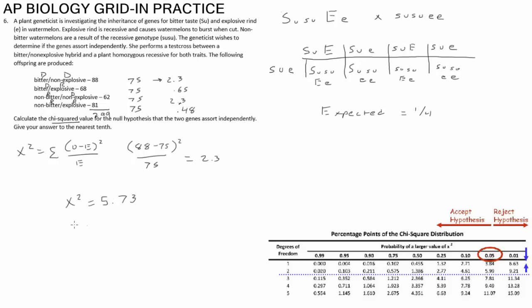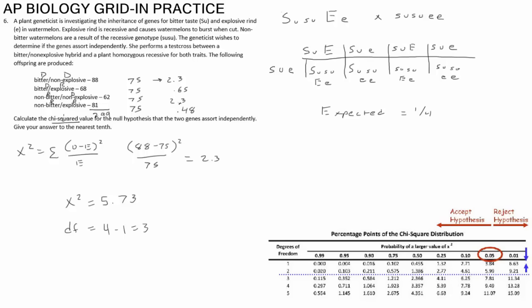Before I can go over to my chi-square chart, I need to think about my degrees of freedom. My degrees of freedom, in this case, is the number of possible outcomes, of which there are four, minus one, which is three. Now looking at this chart at the bottom, I have a chi-square value of 5.73 and my degrees of freedom are 3. Going across the 3 row, I see that 5.7 puts me in this range right here, which is to the left of our mark at which we reject the hypothesis, so we fail to reject the null hypothesis.